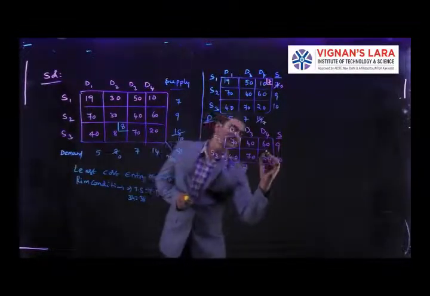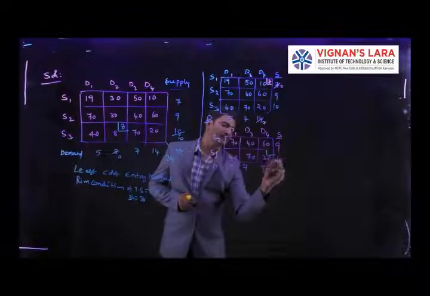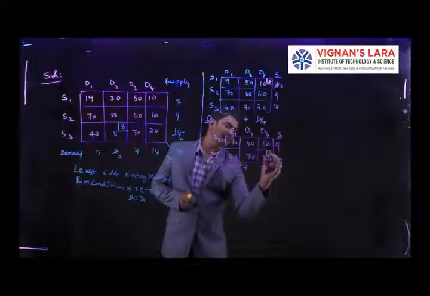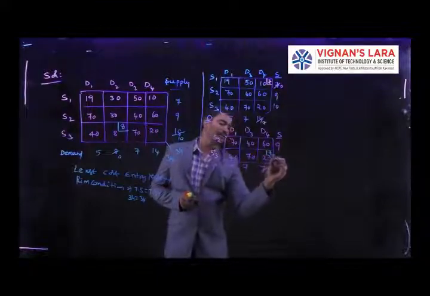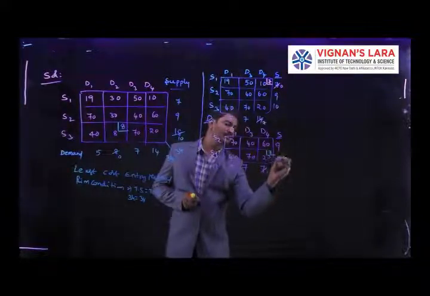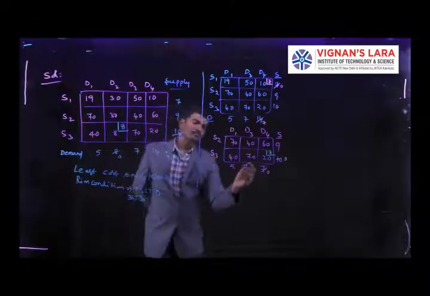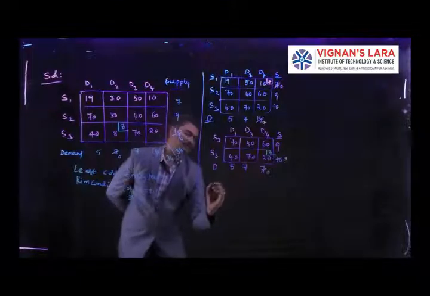Here 20 is the least cost. From these two, 10 and 7, which one is the minimum? 7 is the minimum, so we allocate 7. After allocating 7, the demand is 0. The supply remains 3 units. So again we come to the next iteration.